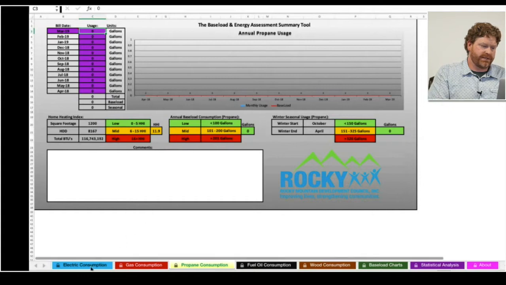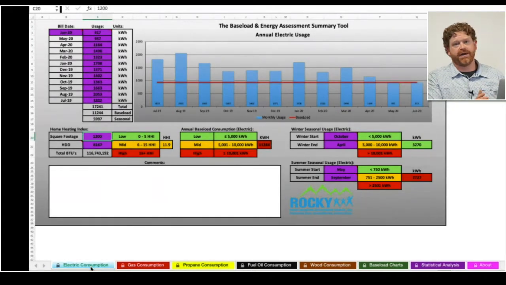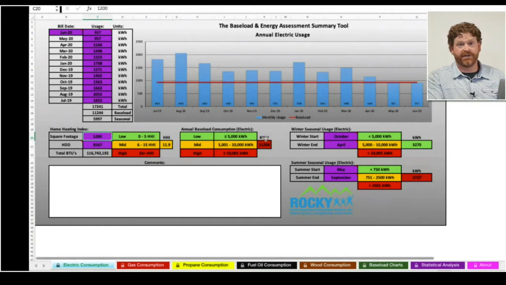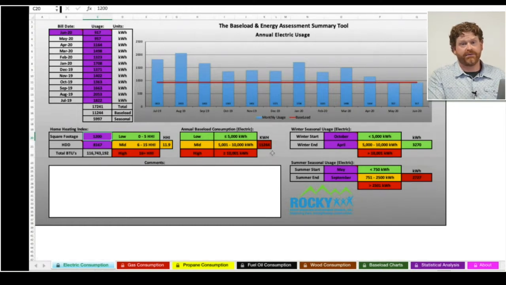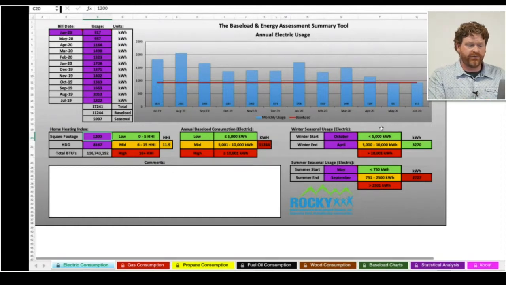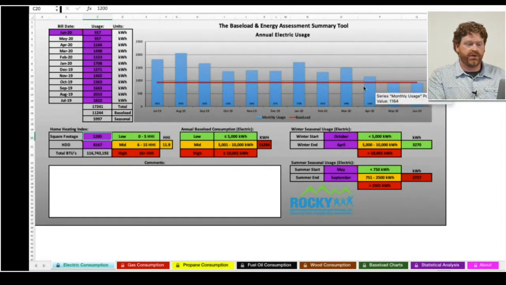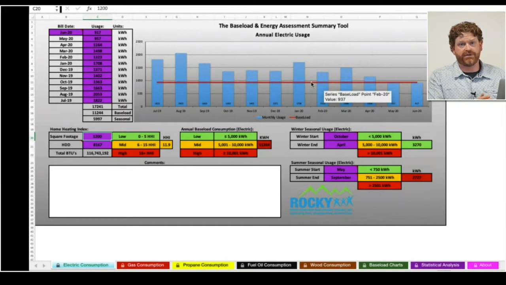So this gives us the general breakdown of how energy is used in this home. In this home, we have significant base load that we want to tackle, and we have seasonal opportunities as well. And when you're presenting this to a client, it's helpful for them to see where their base load is visually, but that's not going to mean a lot to the client.